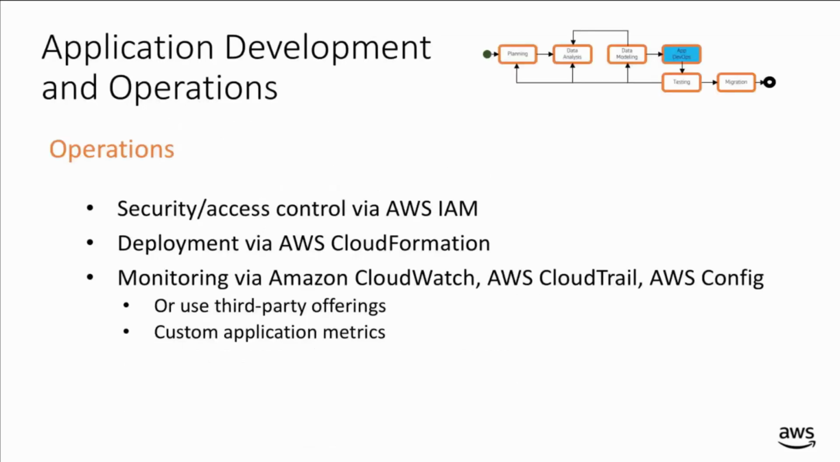For operations, some of the key points is one is security and access control, which for DynamoDB is implemented using AWS Identity and Access Management. Deployment is typically done via AWS CloudFormation, and then monitoring is done using CloudWatch, CloudTrail, and as well as AWS Config. A lot of our customers use enhanced monitoring offerings by some of the third parties, AWS partners. You can also create your own application metrics and monitor those as well.